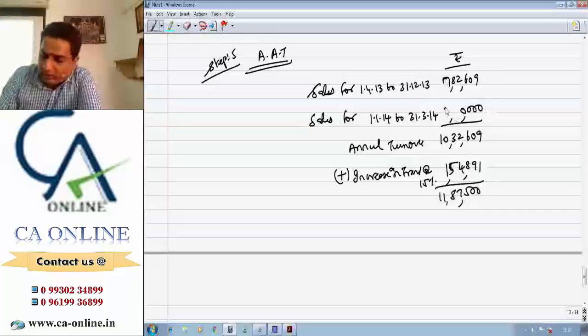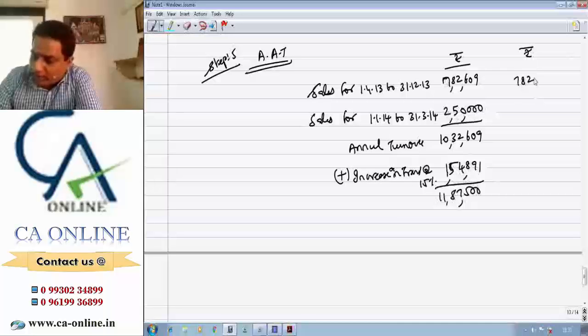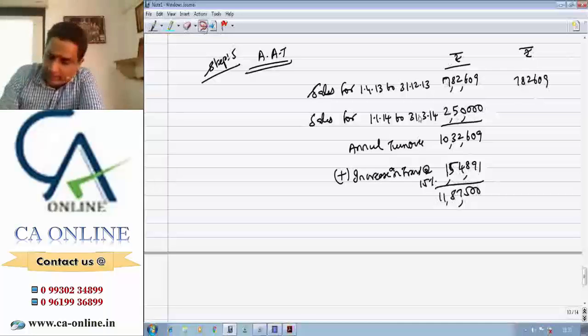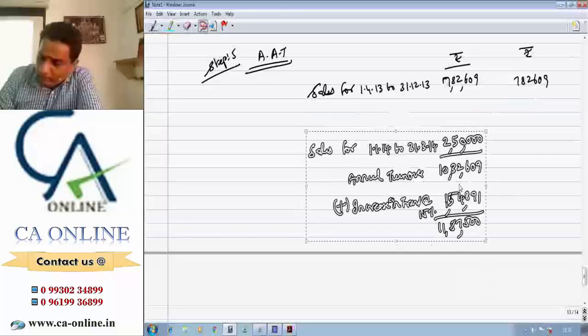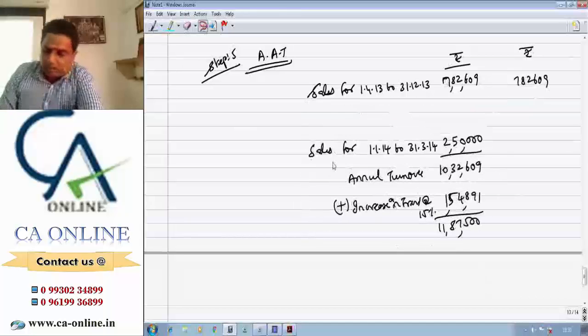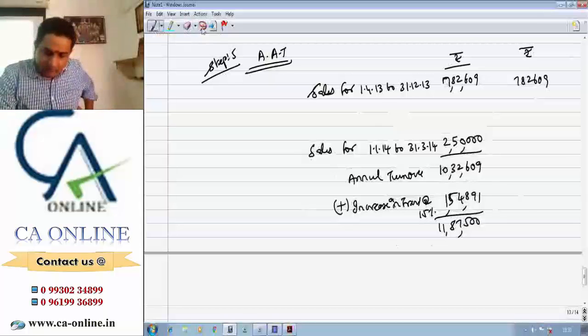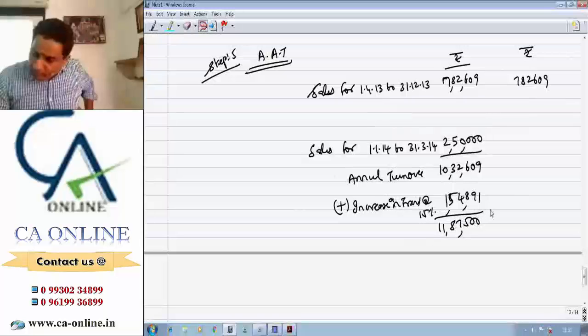So strictly speaking, you should do it like this: for this period 7,82,609, then you can just add the trend here itself. It is not separate. You need to do it like this, adding the trend when I apply the computation.